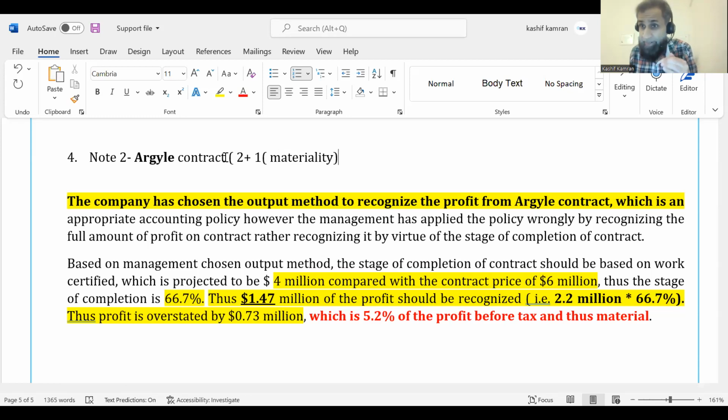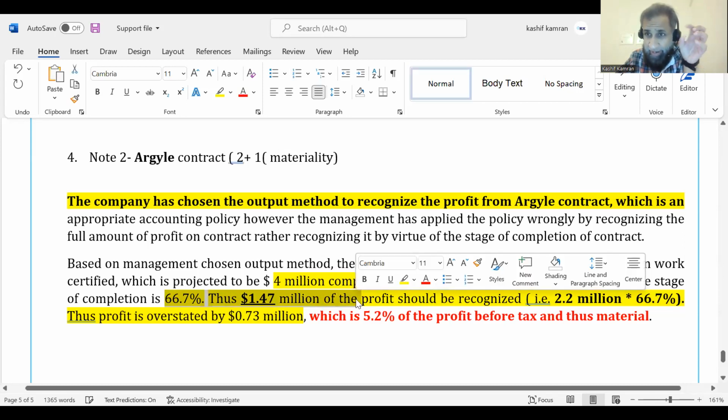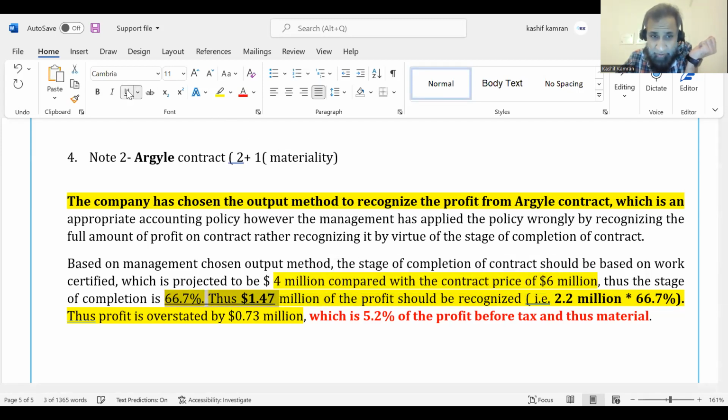3. An examiner tells us that if you determine a calculation, or if you determine a percentage, which is part of the answer, you will get extra marks for that. Have we done a calculation? Have we done calculations like 66.7% and thus 1.47 million? Have we got these numbers?